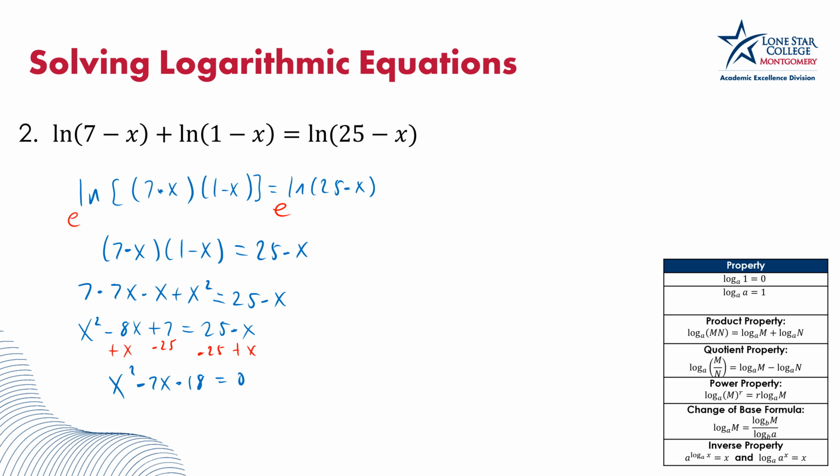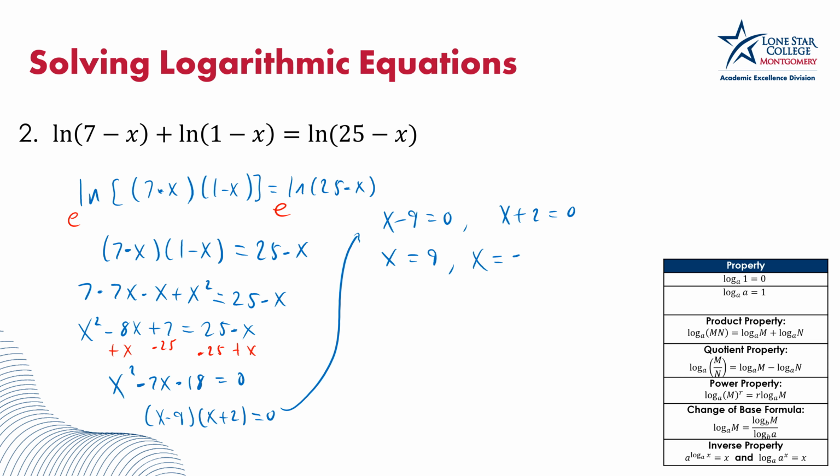And then we can factor, take two numbers that multiply to get you negative 18, but add to get you negative 7. That would be x minus 9 and x plus 2 equals 0. So now we set both factors equal to 0 separately and solve for x. So we add 9, we get 9, and subtract 2, we get negative 2.